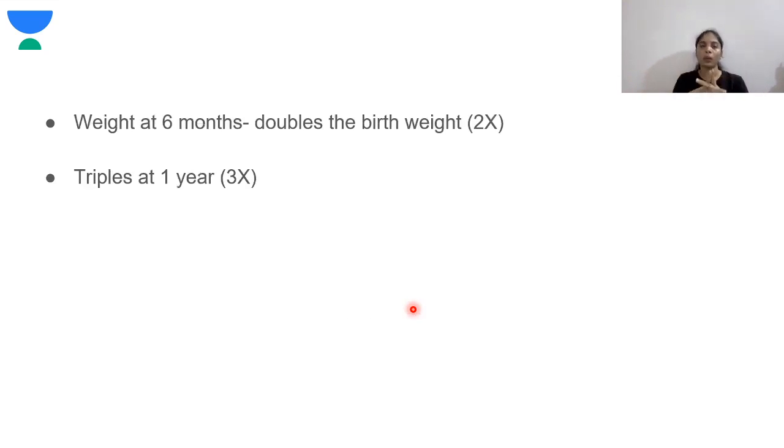Another way, up to 1 year, how do you calculate? For a child who is at 6 months, the weight should be double the birth weight. So if the child was 3 kgs at birth, at 6 months the child should be 6 kgs. Similarly, for a child at 1 year, the birth weight should triple. So the same child who was 3 kgs at birth should be 9 kg at 1 year, 3 into 3. I hope you got this right.